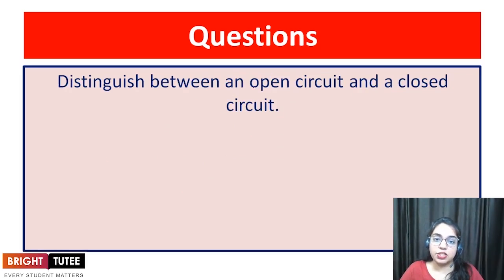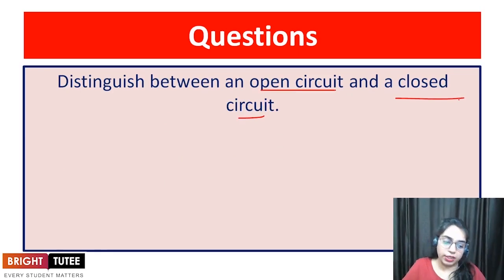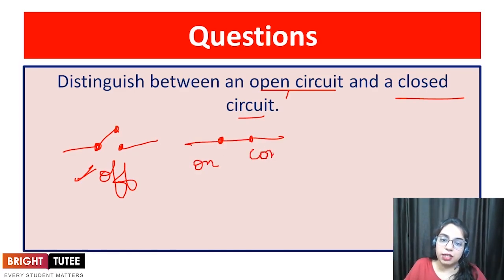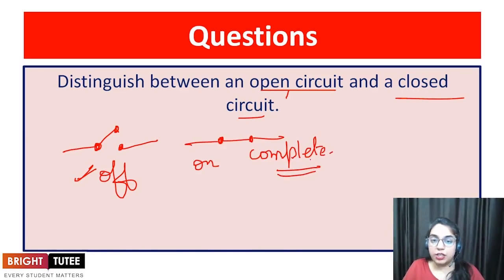Then the next question is, distinguish between an open circuit and a closed circuit. So children, what is an open circuit? An open circuit is one where we have the switch in off position. That is, the circuit is open and in this case the current is not flowing through it, and we can say the switch will be in off position. Whereas in the closed circuit, the switch will be in on position and the circuit will be complete. Okay, and the current will flow through such a circuit. So this was all about the open circuit and closed circuit.